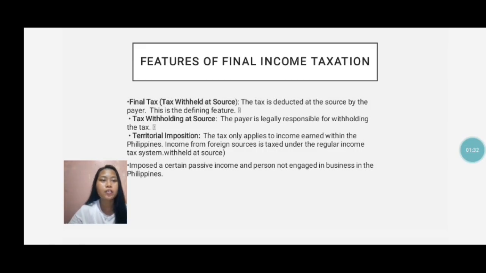Territorial imposition. The tax only applies to income earned within the Philippines. Income from foreign sources is taxed under the regular income tax system. It imposes tax on certain passive income of persons not engaged in business in the Philippines.